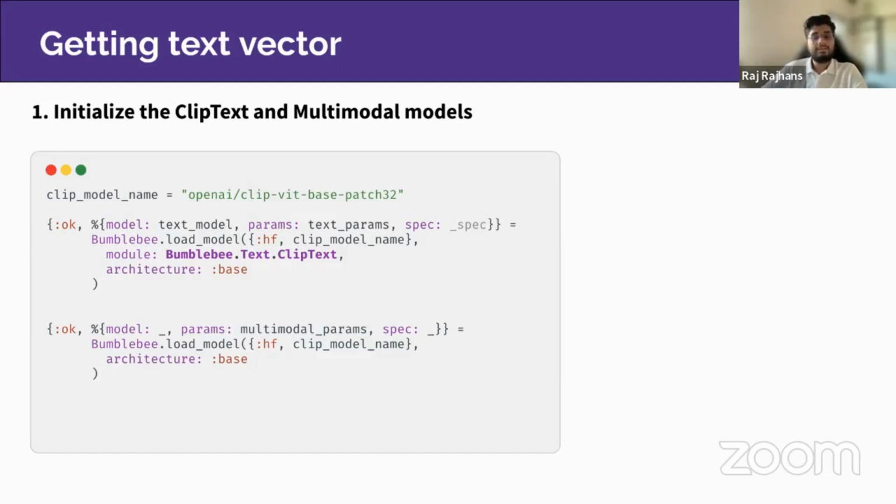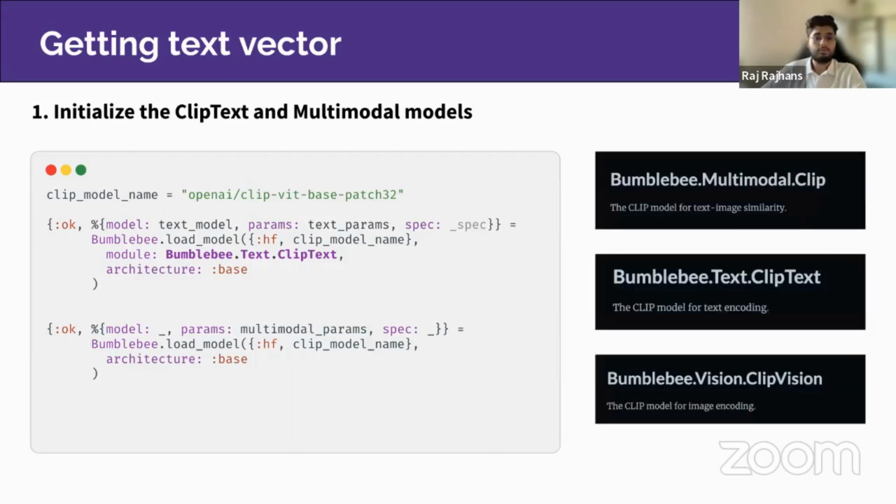First, we'll load the CLIP model. There are, as we discussed, 3 components of the CLIP model. First is the multimodal CLIP, which is the model for text to image similarity. Then we have CLIP text and CLIP vision. So we are using Bumblebee's load model function, which loads a pre-trained model from the model repository, which is Hugging Face in our case.